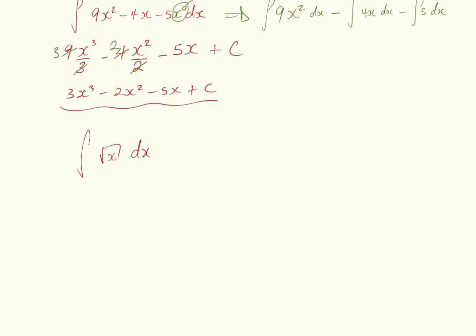I'm not going to do it through, but all you do is change that square root to x to the power of a half, if you know that already, and then do your plus 1 and then divide and so on as normal. What I want to do now is, what do you do when you have definite integrals?